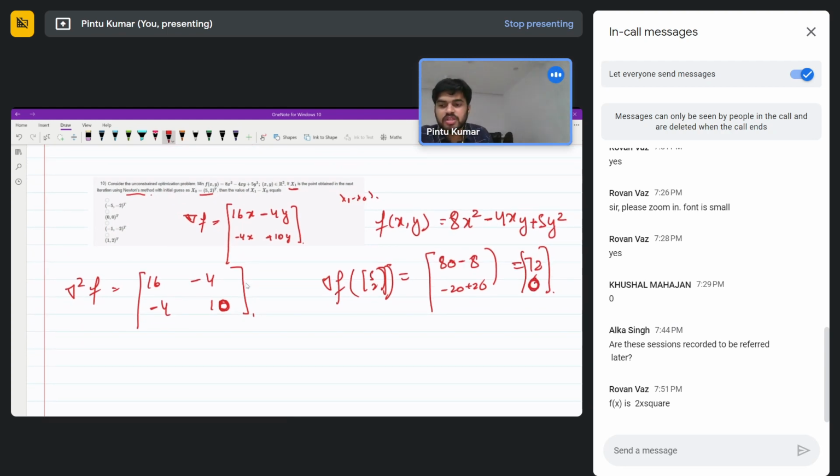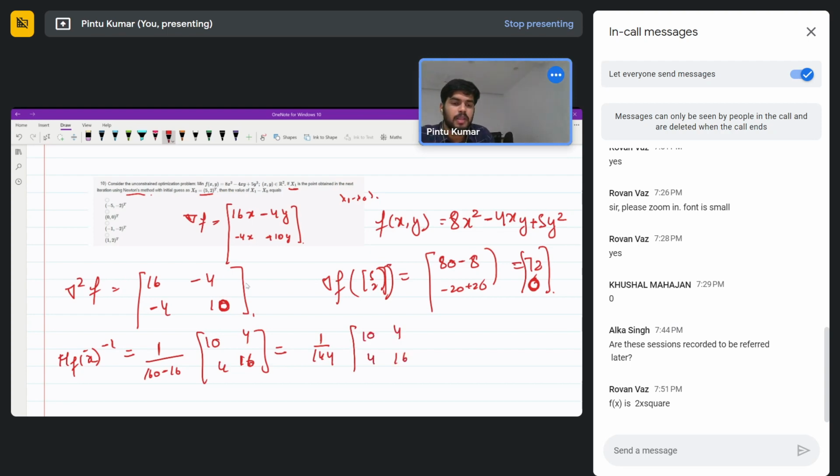Now this is your Hessian, h of f. Because there is no x involved, this is okay. What is its inverse? This would be 1 divided by 160 minus 16, and the terms get swapped: 10, 4, 4, 16. So this is 1 by 144 times 10, 4, 4, 16.